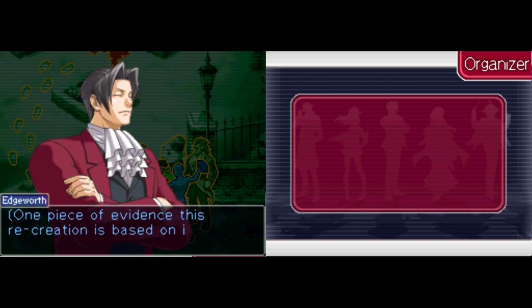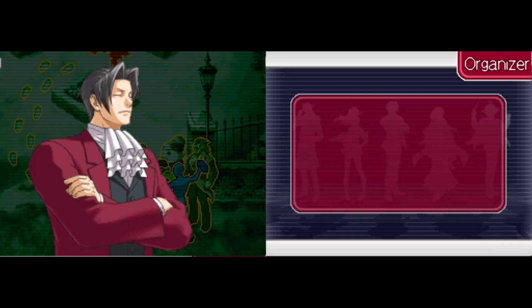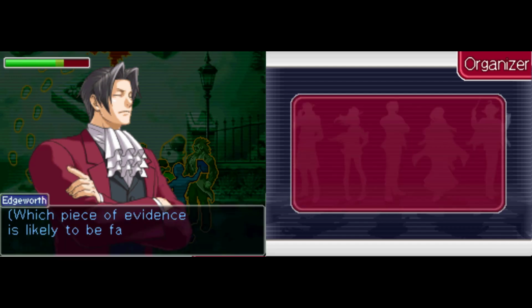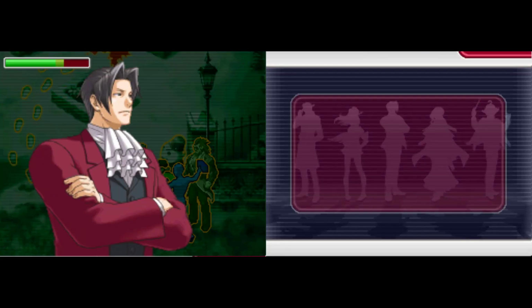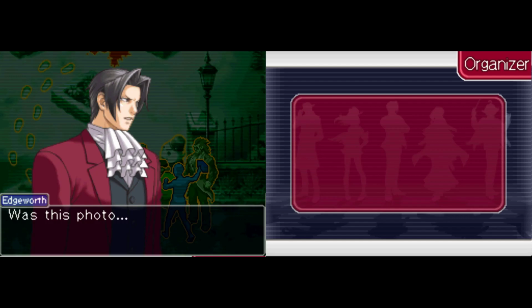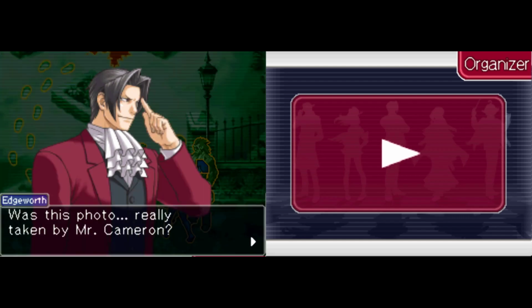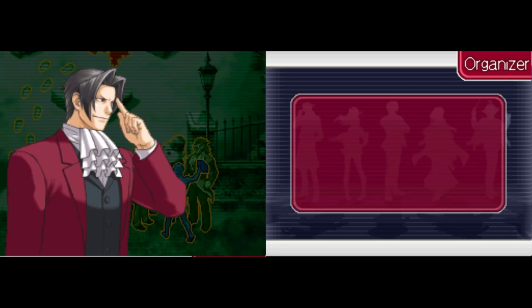One piece of evidence this recreation is based on is odd. If I had to choose which piece of evidence is likely to be fake? It's gotta be the photo, right? Take that! Was this photo really taken by Mr. Cameron? That's what I'm asking.